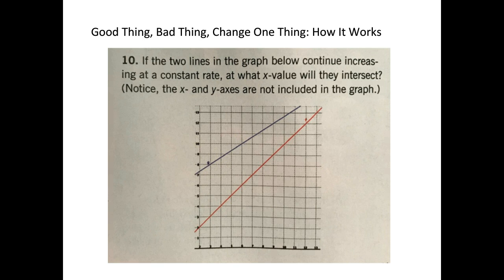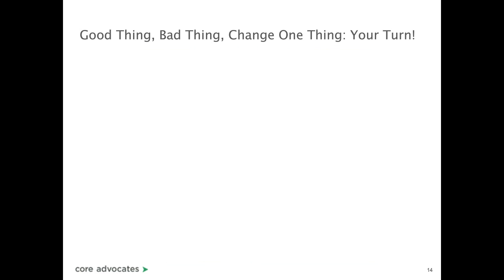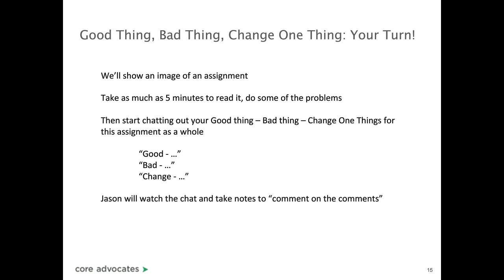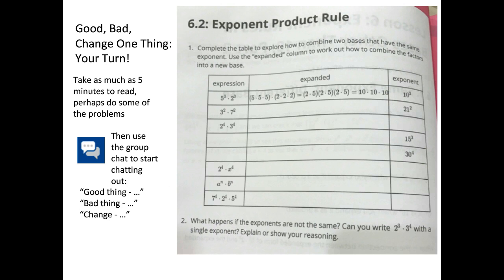Great. Well, that helps. I see you guys in the chat are already ahead of us. You've been chatting in some of your good things, bad things, and change one thing for this assignment. So that's great. Speaking of that, we're going to turn this to the audience a bit and let you take a turn on a different assignment. We're going to show an image of a new problem, and we'd love for you to take a few minutes to read the assignment, do a problem or two, and then use the group chat to chat out your good thing, bad thing, or change one thing for the assignment as a whole, and then we'll pull out some items from the chat to talk about together. So here's your assignment.